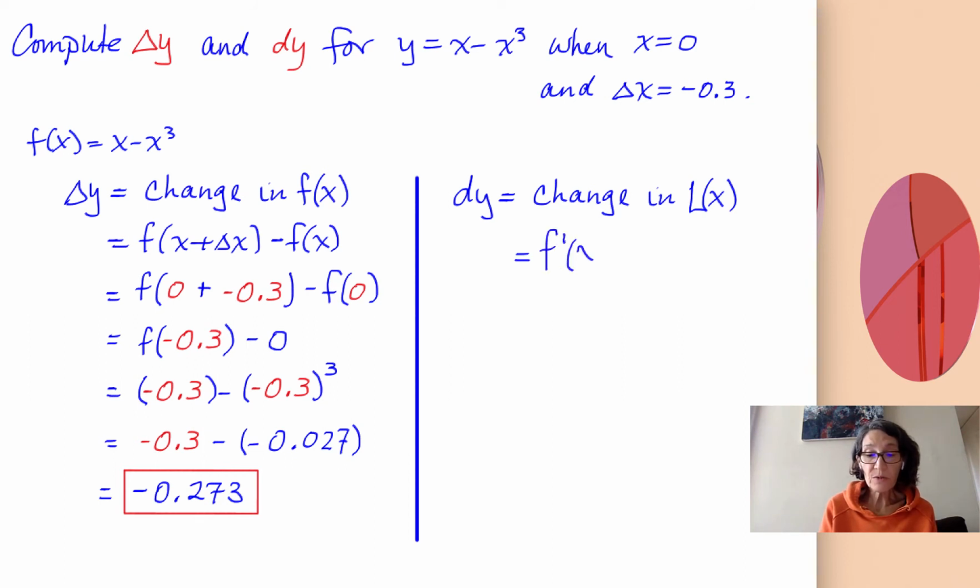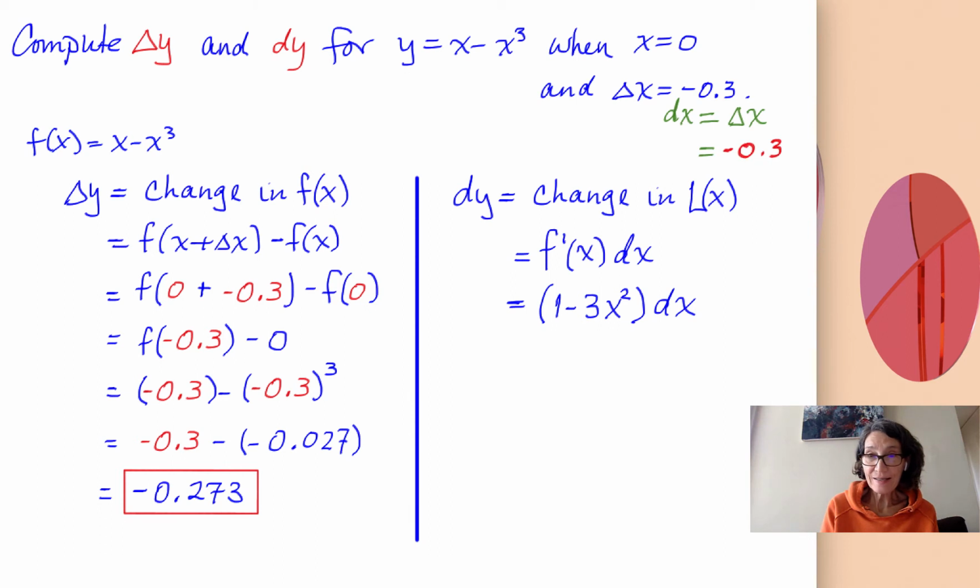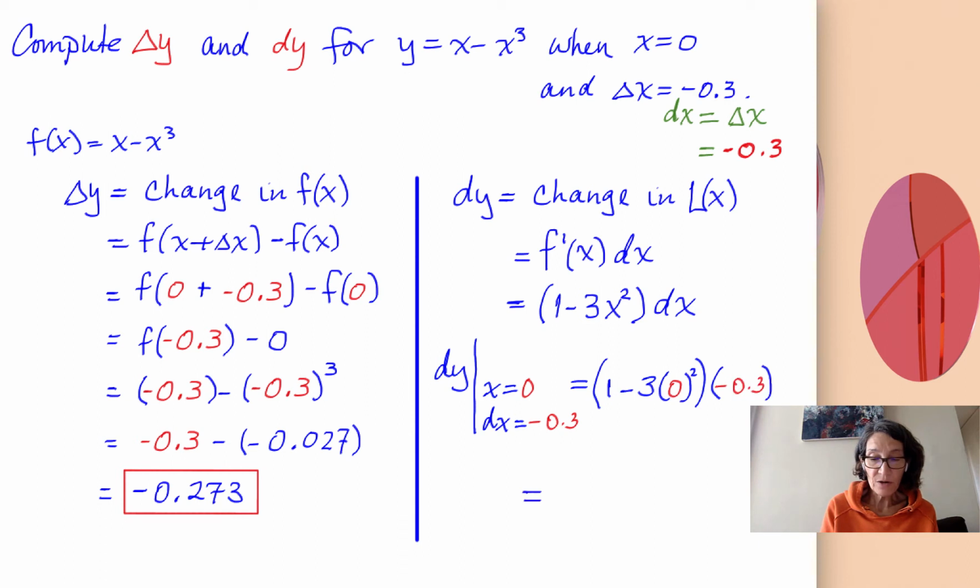All right, so to compute dy, remember, we need to compute f prime of x and multiply it by dx. So for this function, f prime is just 1 minus 3x squared. And remember that dx is always the same as delta x. And in this case, delta x was negative 0.3. So dy evaluated at x equals 0 and dx equals negative 0.3 is 1 minus 3 times 0 squared times negative 0.3. So I just get negative 0.3 for dy.